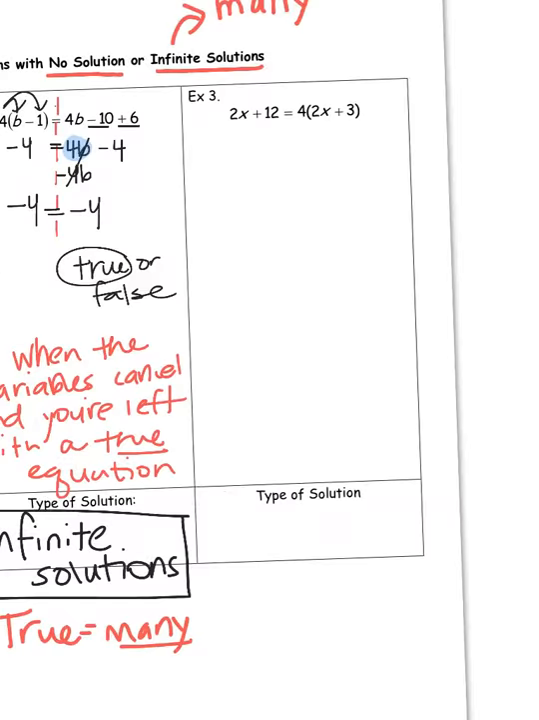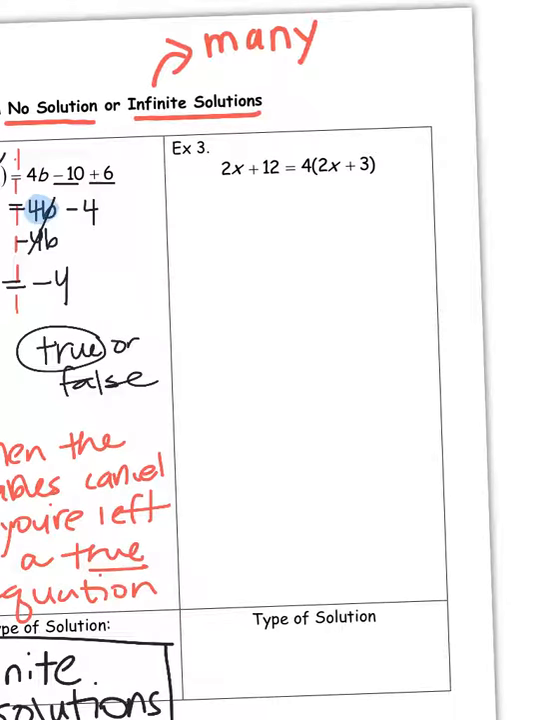Let's finish this off. All right, in the last problem, I'm going to draw my barrier down the middle of my equal sign, and I'm going to start by distributing on the right. On the right side, I get 4 times 2x, that's 8x. 4 times 3 is positive 12. On the left, I get 2x plus 12.